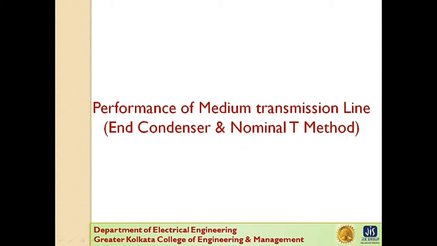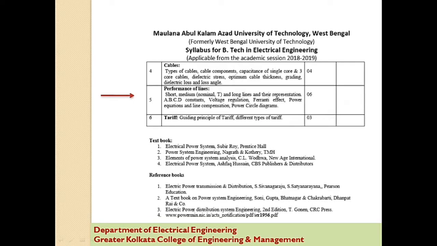In this video, I will discuss the performance of medium transmission lines, and I will discuss two methods: condenser method and nominal T method. These topics are included in Module 5 of the subject Power System 1. Subject code is PC-EE-502. So let's start.